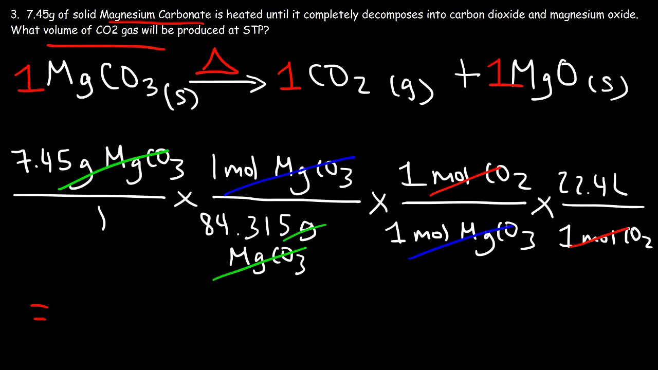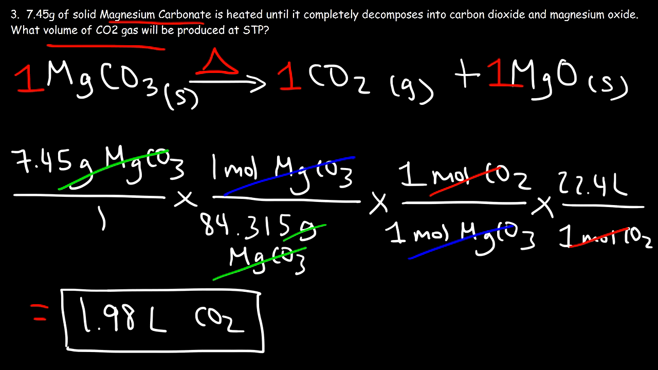And so now we can get the answer. So it's going to be 7.45 divided by 84.315, and then multiplied by 22.4. So you should get 1.98 liters of carbon dioxide gas. This is the answer.